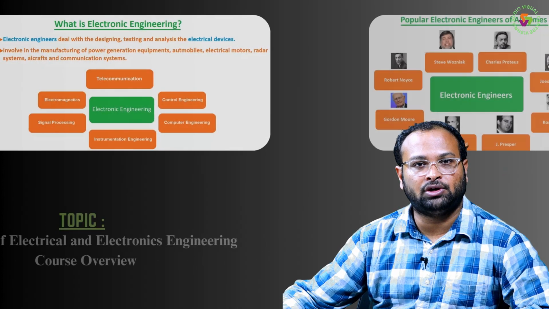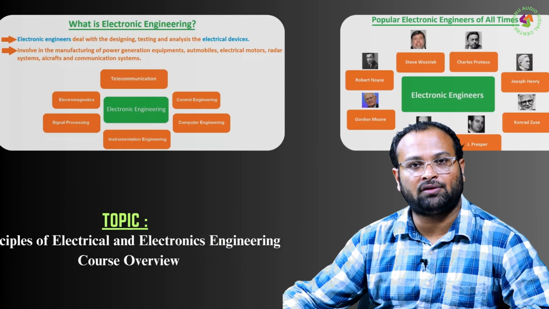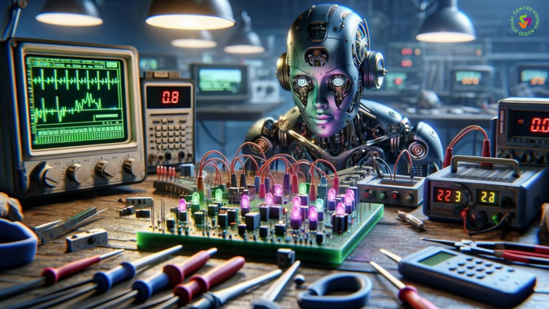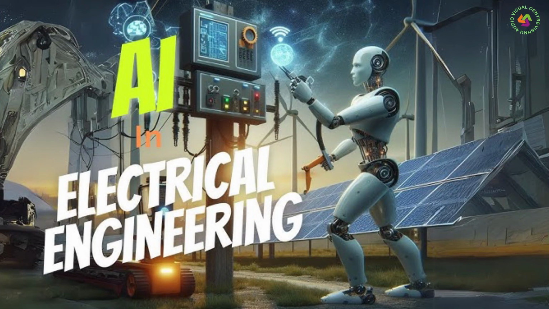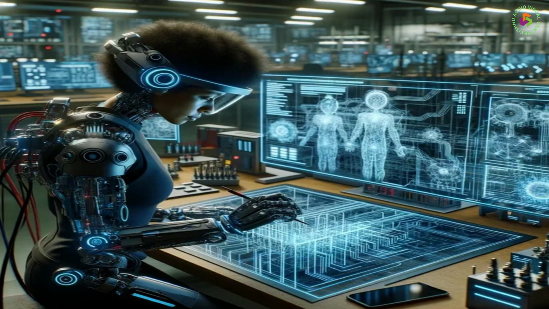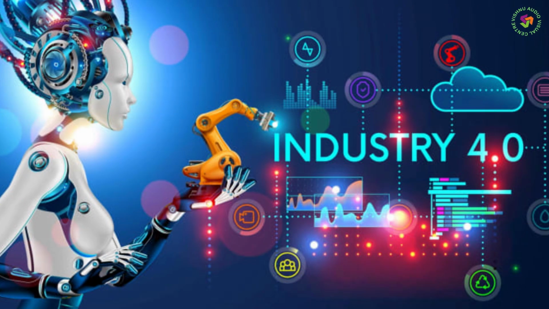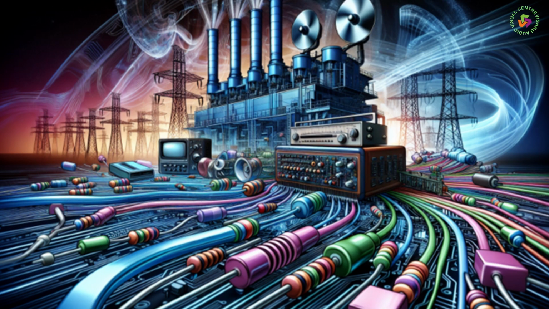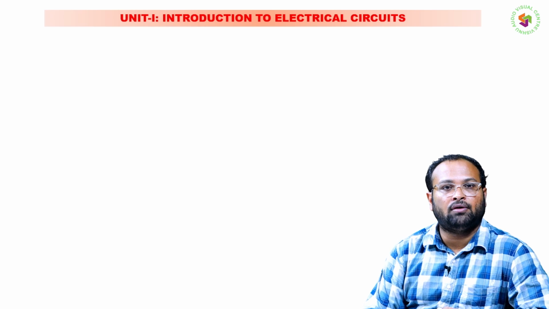Today I am going to give a brief introduction about the principles of electrical and electronics engineering. This subject is common to CSE, CSE allied branches, that is AIML, AIDS and CSE Data Science, and EEE, ECE and Biomedical Engineering. Coming to the chapters, it consists of 5 chapters.